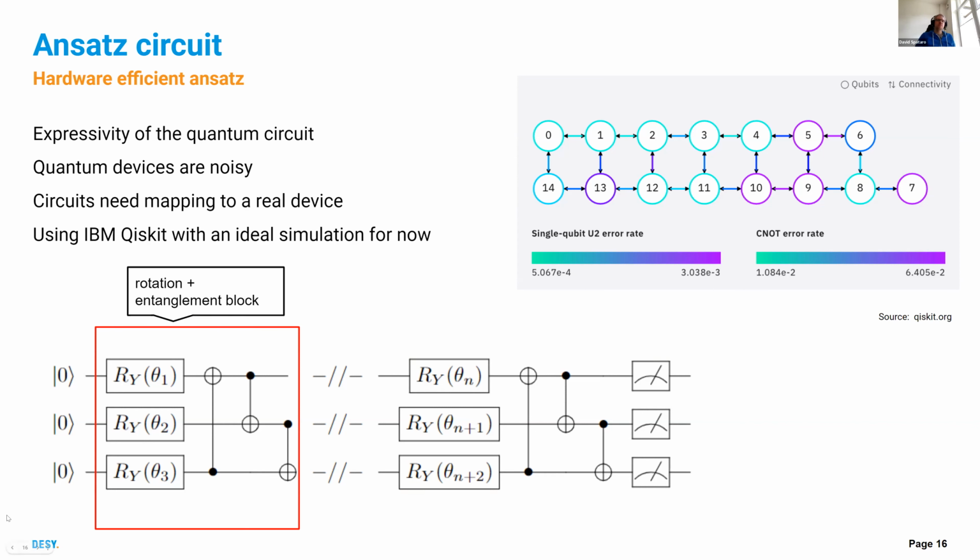And a good starting point for this ansatz choice is to repeat these blocks of rotational gates and entanglements until a good expressivity of the circuit is given. And that means it is possible to find the ground state of the Hamiltonian. And another thing to consider is also the topology of the quantum device. The ansatz circuit has to be mapped to the device. So an example is shown here.